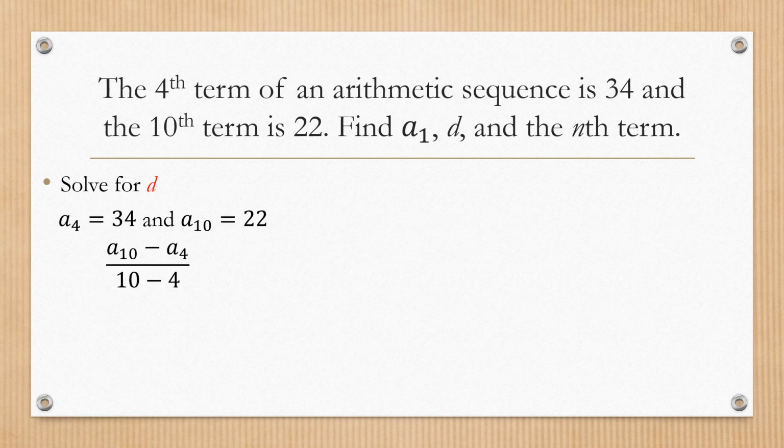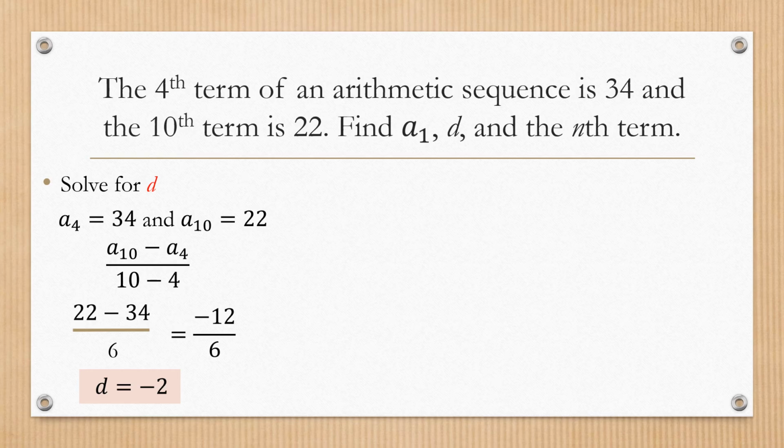So we will be using a sub 10 minus a sub 4 all over 10 minus 4. So the a sub 10 is 22 minus the a sub 4, which is 34, divided by 10 minus 4, which is 6. So 22 minus 34 will give us negative 12 over 6. So the common difference, or d, is equal to negative 2. Now that we already have our common difference, we are ready to find our a sub 1, or the first term.